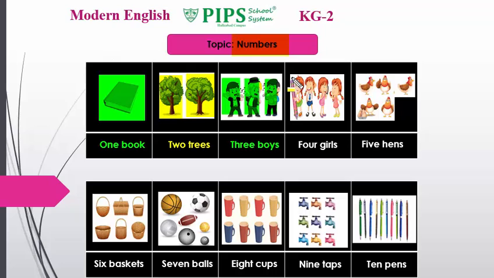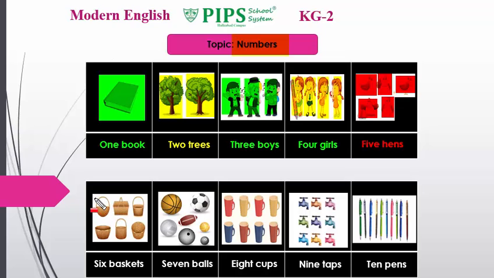Another one is girls. How many girls are there? Count with me. 1, 2, 3, 4. There are 4 girls. Here are hens. How many hens are there? Count with me. 1, 2, 3, 4, 5. There are 5 hens.